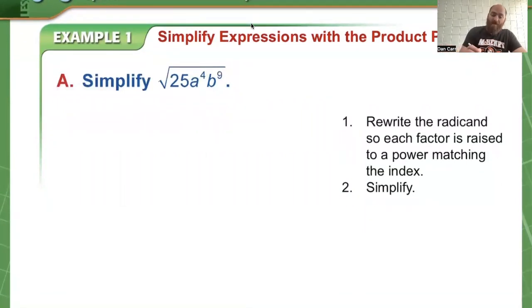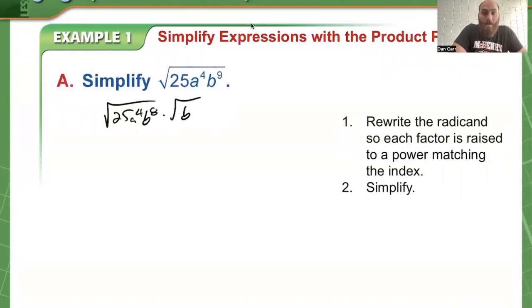Here's where things are a little different. When you look at this, b to the ninth is not a perfect square. So the product property of a radical says this: I could split this up as the square root of 25 a to the fourth, b to the eighth, times the square root of b. The reason why I did that is because now everything inside the first radical, I can write this as 5 times a squared times b to the fourth to the second power, and then times the square root of b.